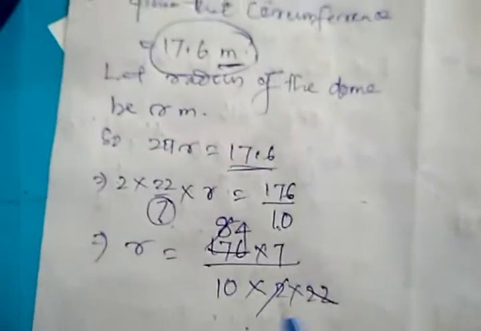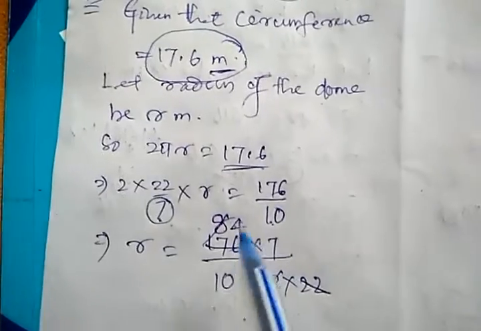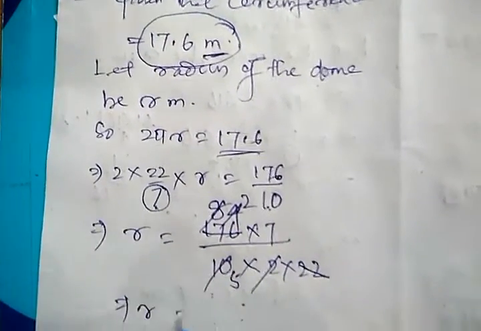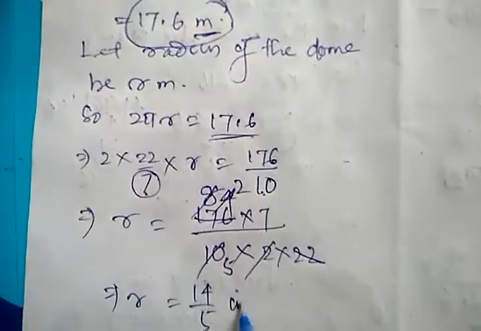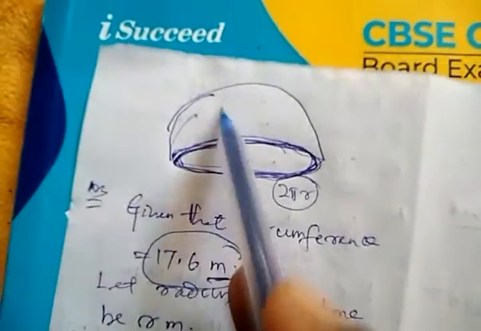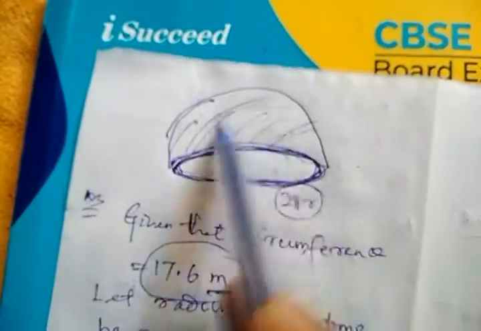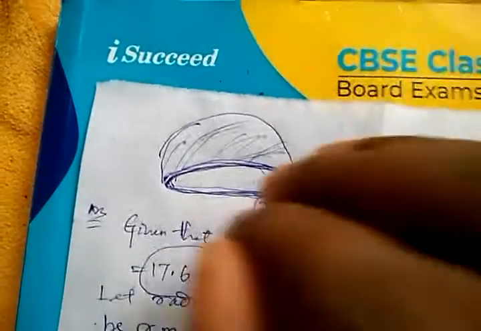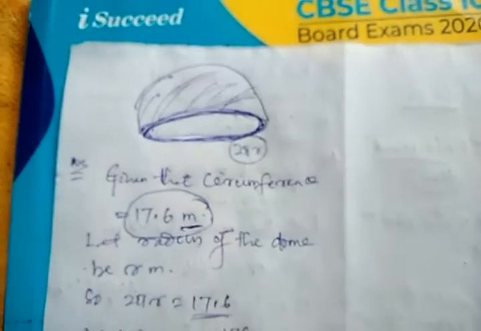So now what is the answer? Radius we have. Then if you want to cancel it, then cancel. Then r equals 14 by 5 centimeter. So this is the radius. And you are going to paint this part. You are going to paint it. And this part is not visible because it is fixed. So only this part, that is called the curved surface area.